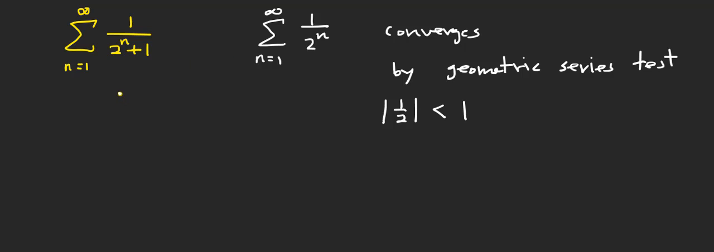Now, which one is bigger? 1 over 2 to the n plus 1 or 1 over 2 to the n? Now remember, if the numerator is the same, the one that has a bigger denominator is less than the other. So we know that this is less than or equal to 1 over 2 to the n. So what can we conclude? The bigger series converges, therefore the smaller series converges by the direct comparison test. So this series converges by the direct comparison test.